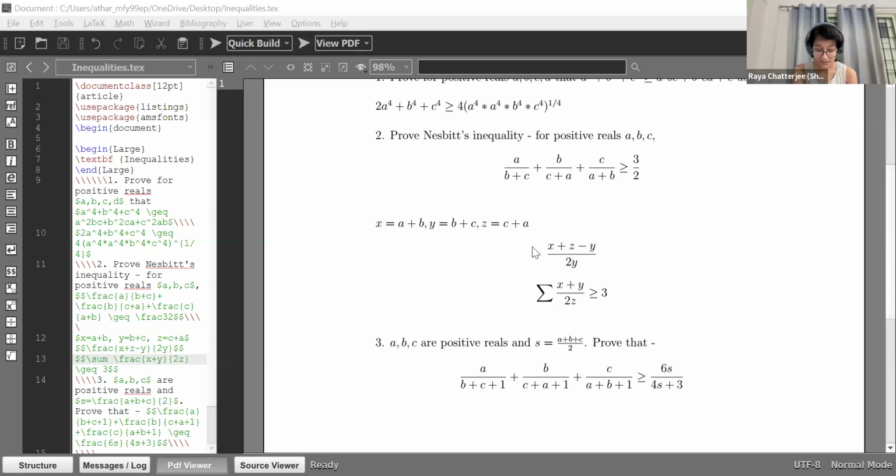We can write that as (A squared plus B squared plus C squared) by 2 times (AB plus BC plus CA), plus 1. The first term is greater than or equal to half, and the second term is 1. So if we add that, we get greater than or equal to 3 by 2. Yeah, I think that also works. That's a nice proof.